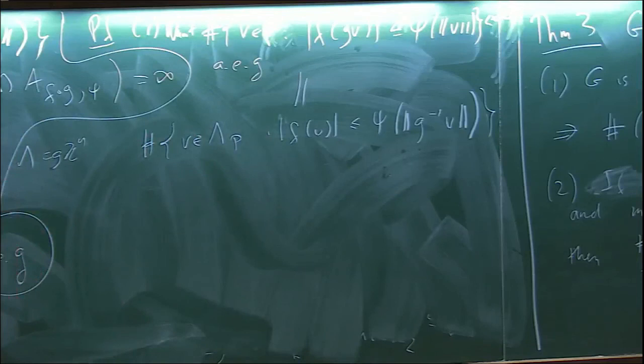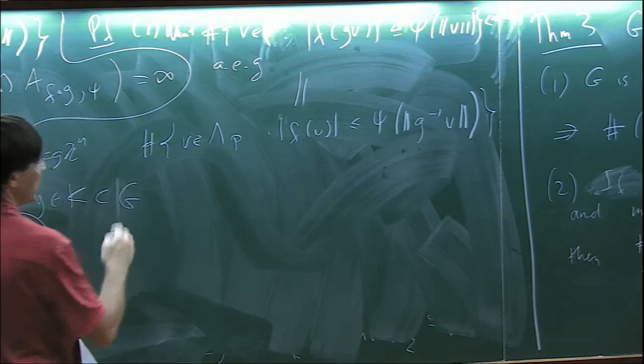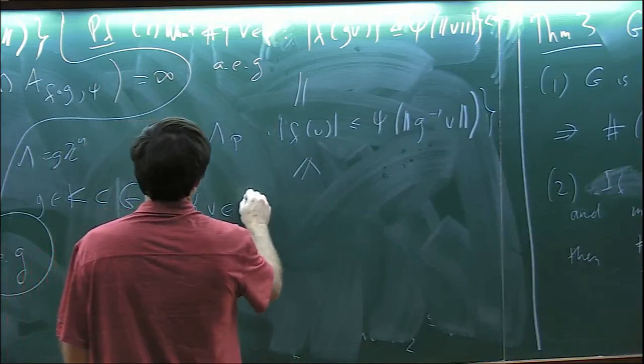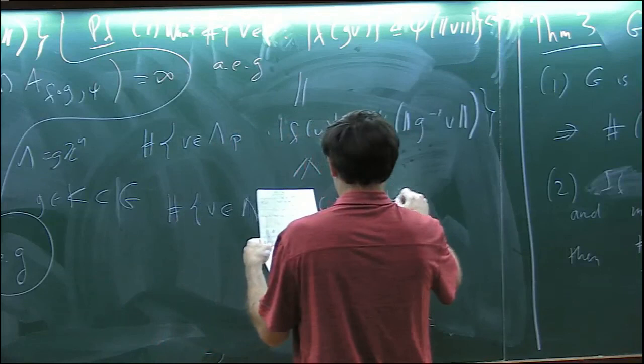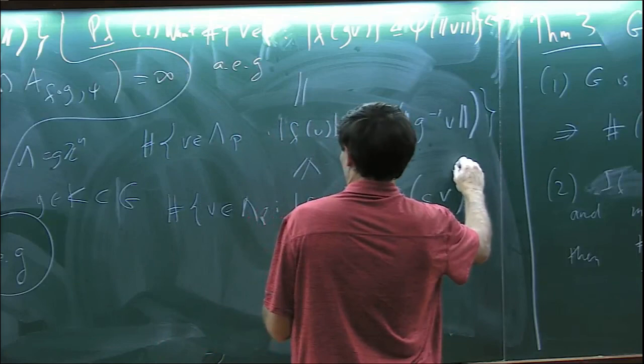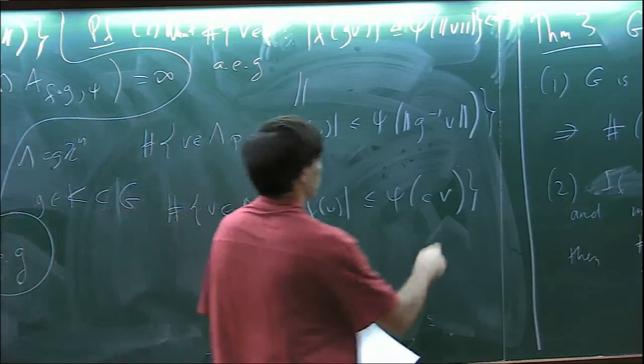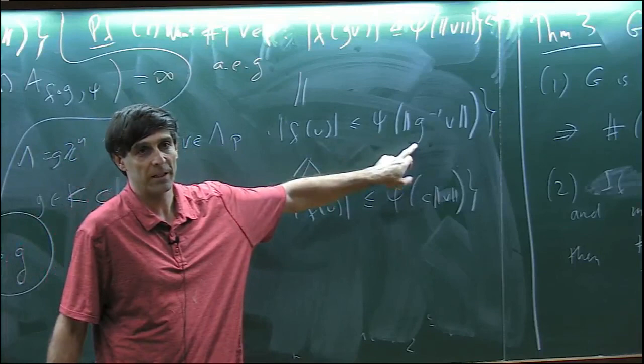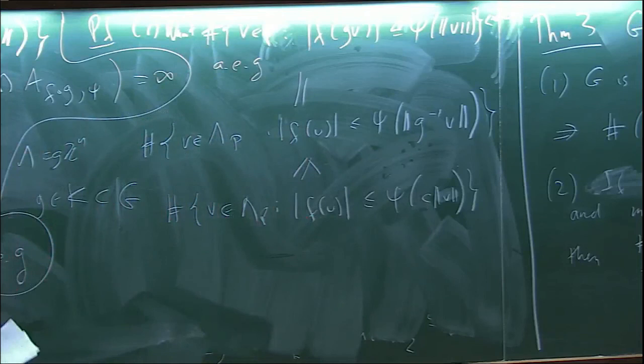Now G is variable, but at least we can assume it lies in some compact set. So let's say that G belongs to some compact set in G. Because it's a norm, we can bound it by the number of V in lambda P such that the absolute value of f of v is not bigger than psi of c times the norm of v. There is some c which depends on the compact set, just because you have the estimate for the operator norm. So we have to pay for it with this constant.